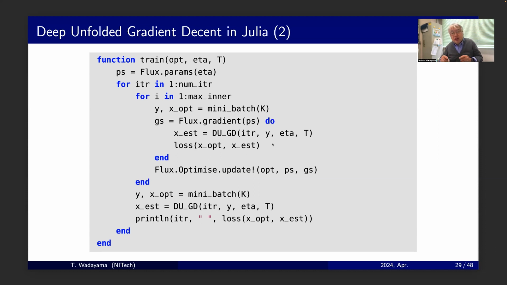You can see there is the variable GS. Variable GS includes the gradient information computed by the automatic differentiation mechanism. And GS is also used for the parameter update. The code is very simple. So in many cases, deep unfolding requires this kind of training code. Very simple training code is enough for deep unfolding.